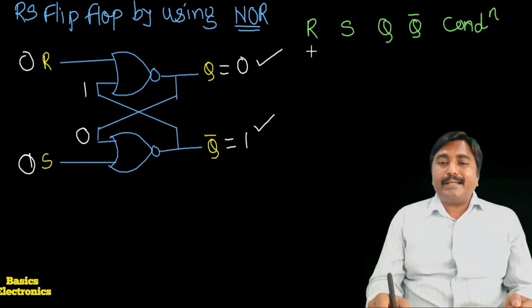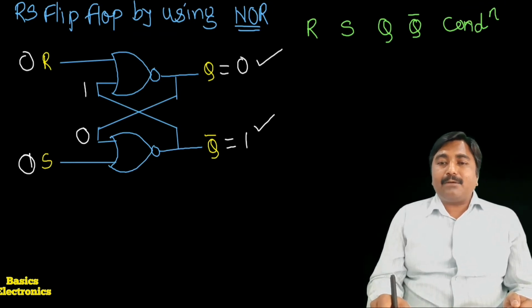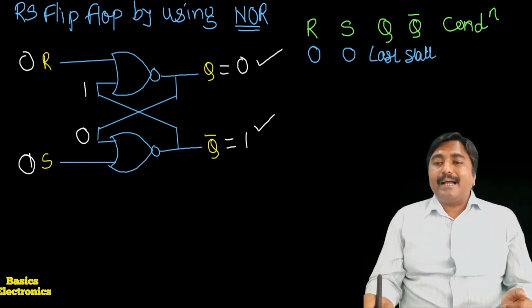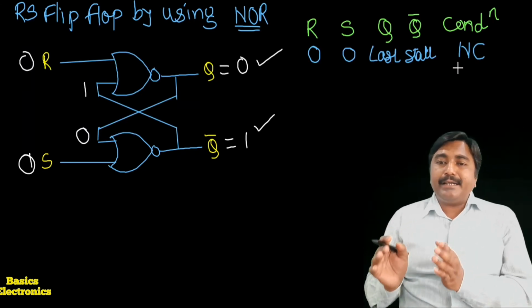Okay, so we tabulate the inputs in the truth table. Here R equals 0, S equals 0. Here, instead of Q equals 0 or 1, we write down the last state, and in the condition column we write no change. Due to the small space here, I am going to write NC.